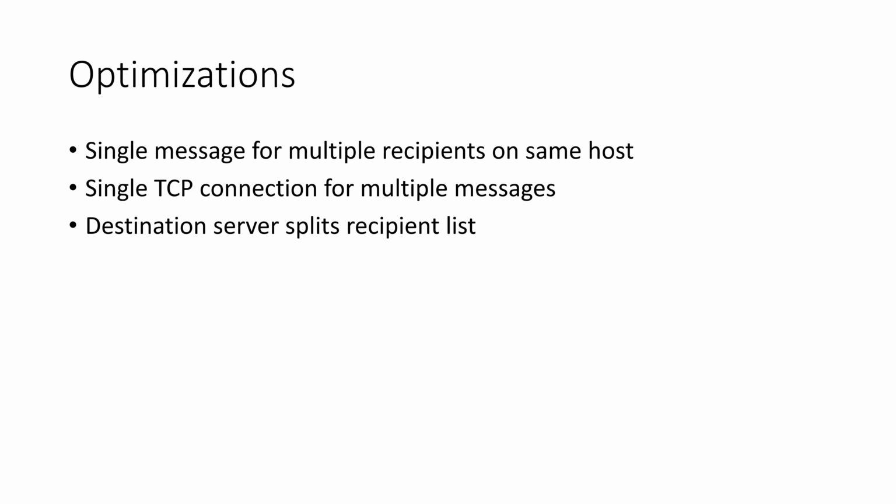And the SMTP protocol isn't wasteful. If you're sending a mail to alice at gmail.com and bob at gmail.com, your mail server doesn't open two connections. Instead, it sends one message to gmail.com. The recipient list is handled by the destination server. Similarly, if you're sending multiple emails to the same host, SMTP may use a single TCP connection for them all, further reducing network overhead. These optimizations make email delivery faster and more bandwidth efficient.